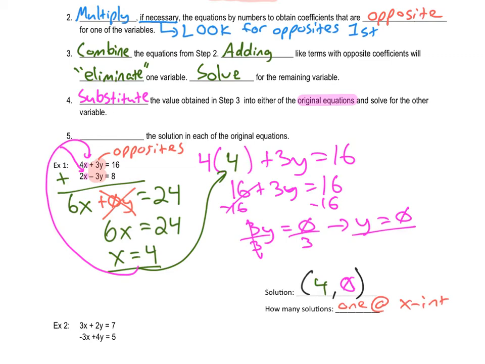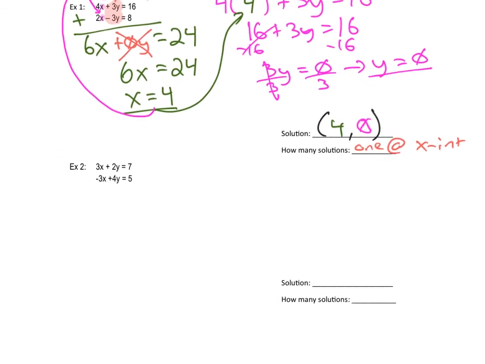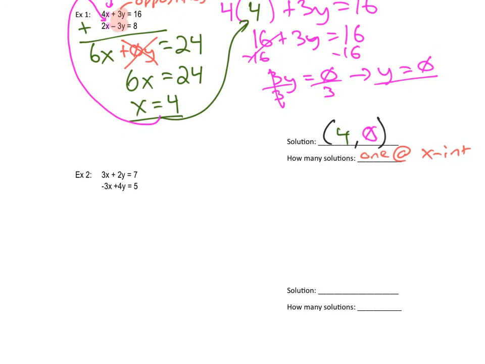All right, move down to the bottom one. Try this one on your own. Our paddle one practice. Do notice you already have what? Opposites. The opposites are where in this one? On the x. Those are opposites.